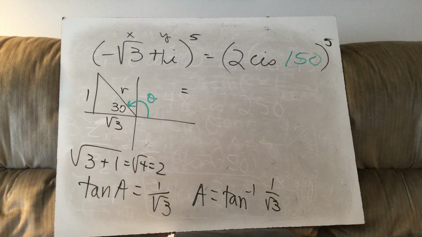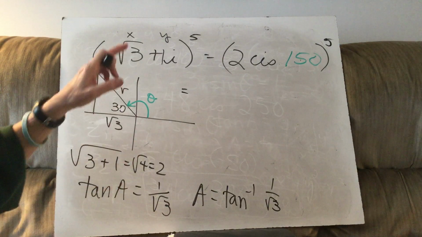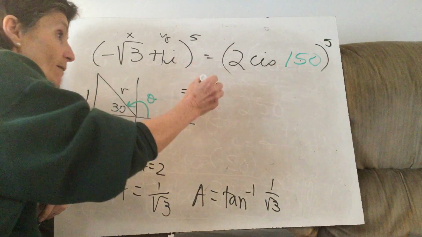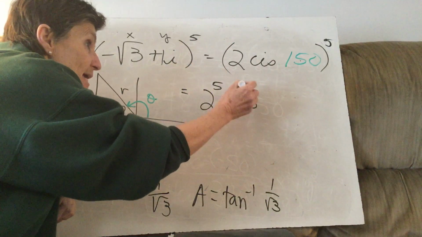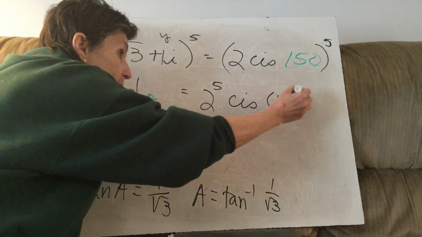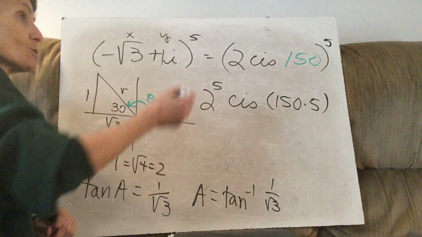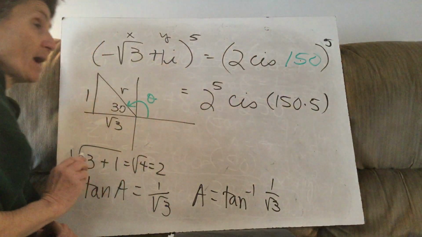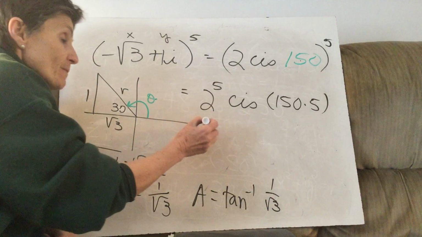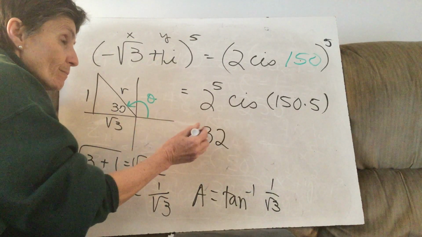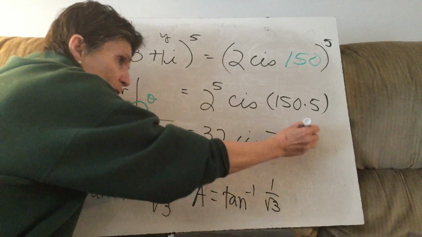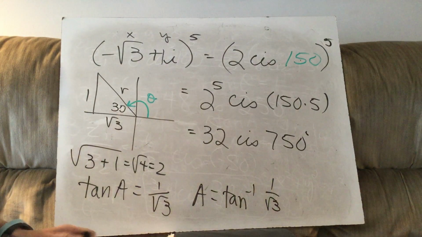So this is where we use de Moivre's theorem. De Moivre's theorem says take the radius to the power, so 2 to the 5th, and then take the angle times the power. So we're going to take 2 to the 5th and 150 times 5. Well, 2 to the 5th is 32. And 150 times 5 is 750. I'm going to check that on my calculator. Make sure I did that right.